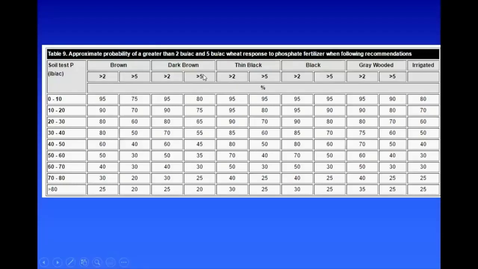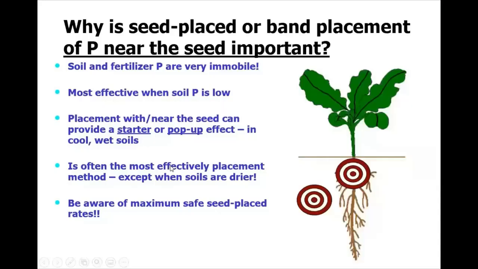It would be economic. So that's one of the other nice things about using this data, is it gives you probabilities. And so if your soil test levels are down here, you can say, well, gee, I might only have a 30 or 40% chance of getting a yield increase of 2 bushels, so maybe it's not worth it to put that fertilizer on. Just a couple of comments about phosphorus soil.